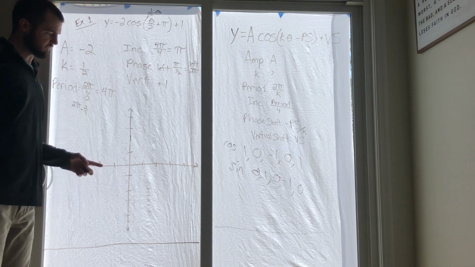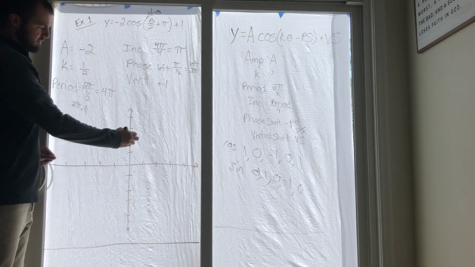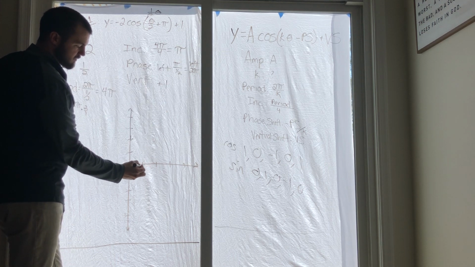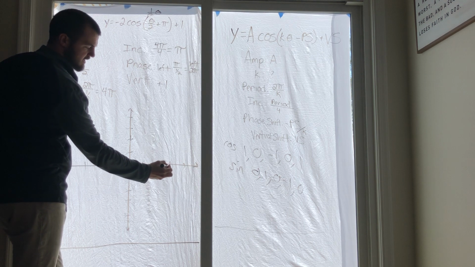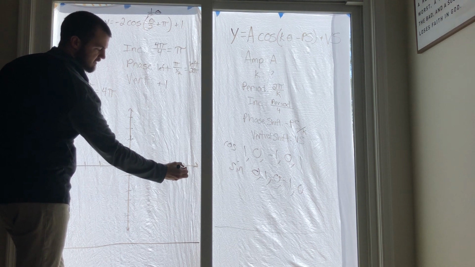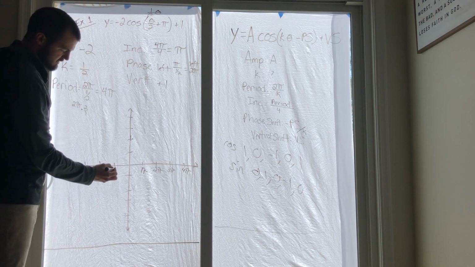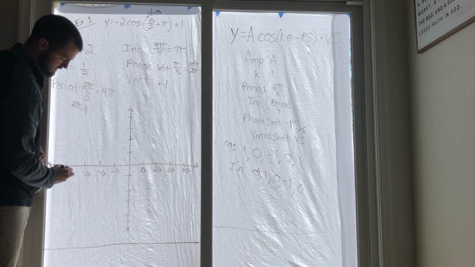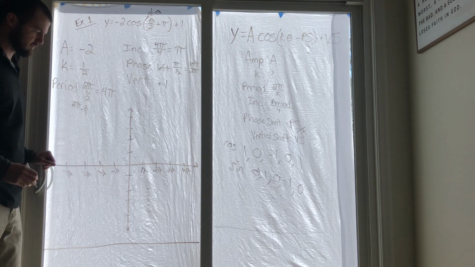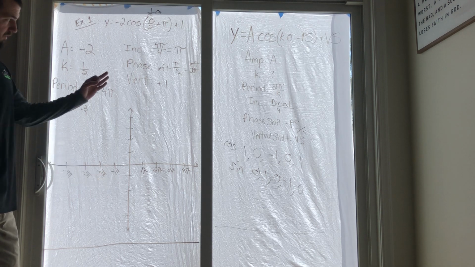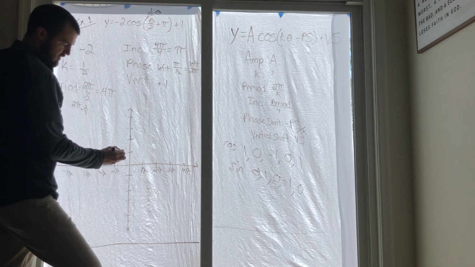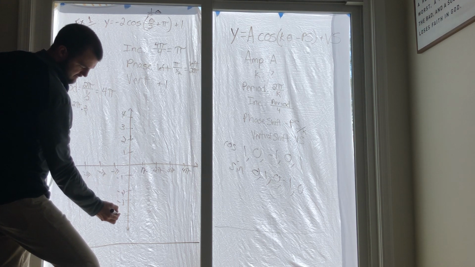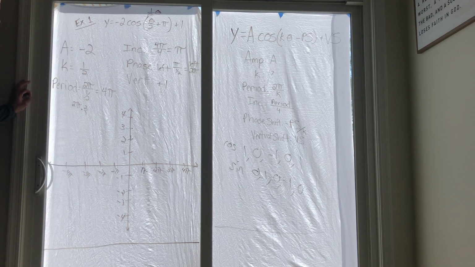All right, so labeling. Our increments are really kind of nice. It's just pi, so it's 1 pi, 2 pi, 3 pi, 4 pi, and -pi, -2 pi, -3 pi, -4 pi. On the vertical axis, we have a -2, so let's just go by ones.